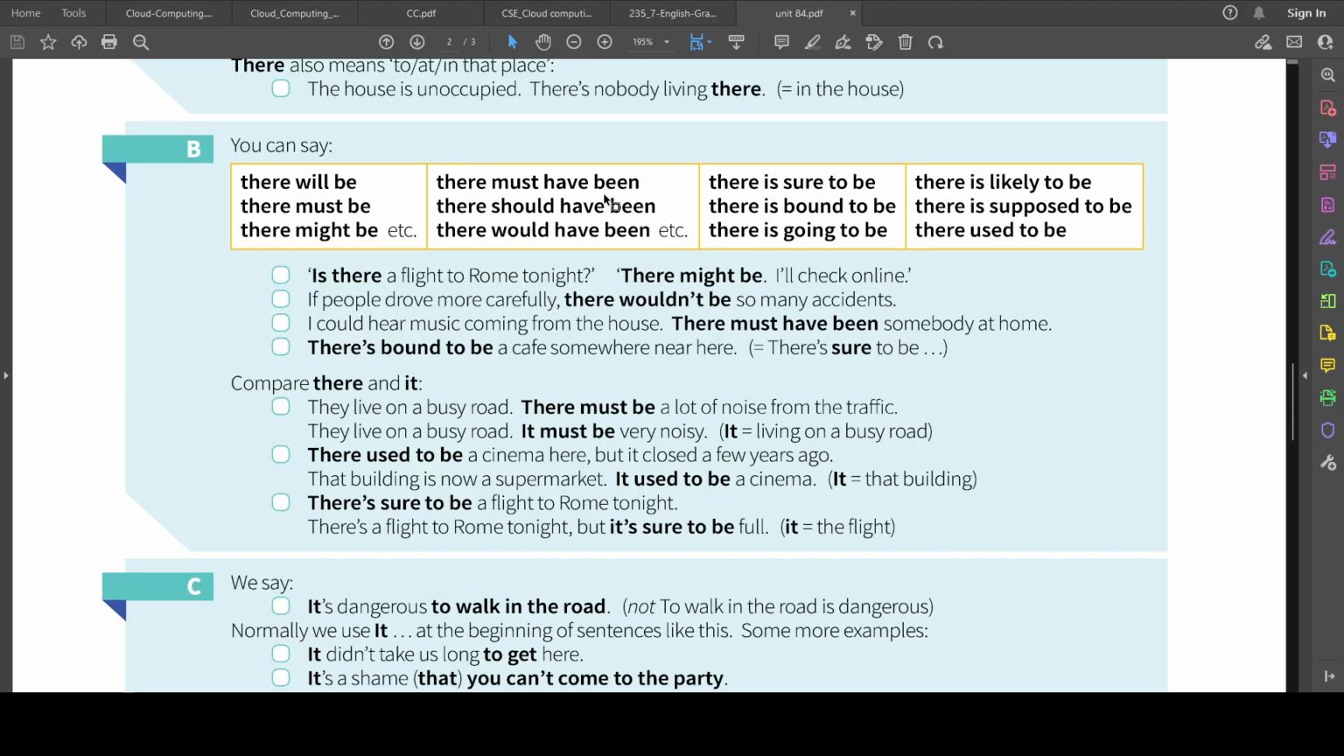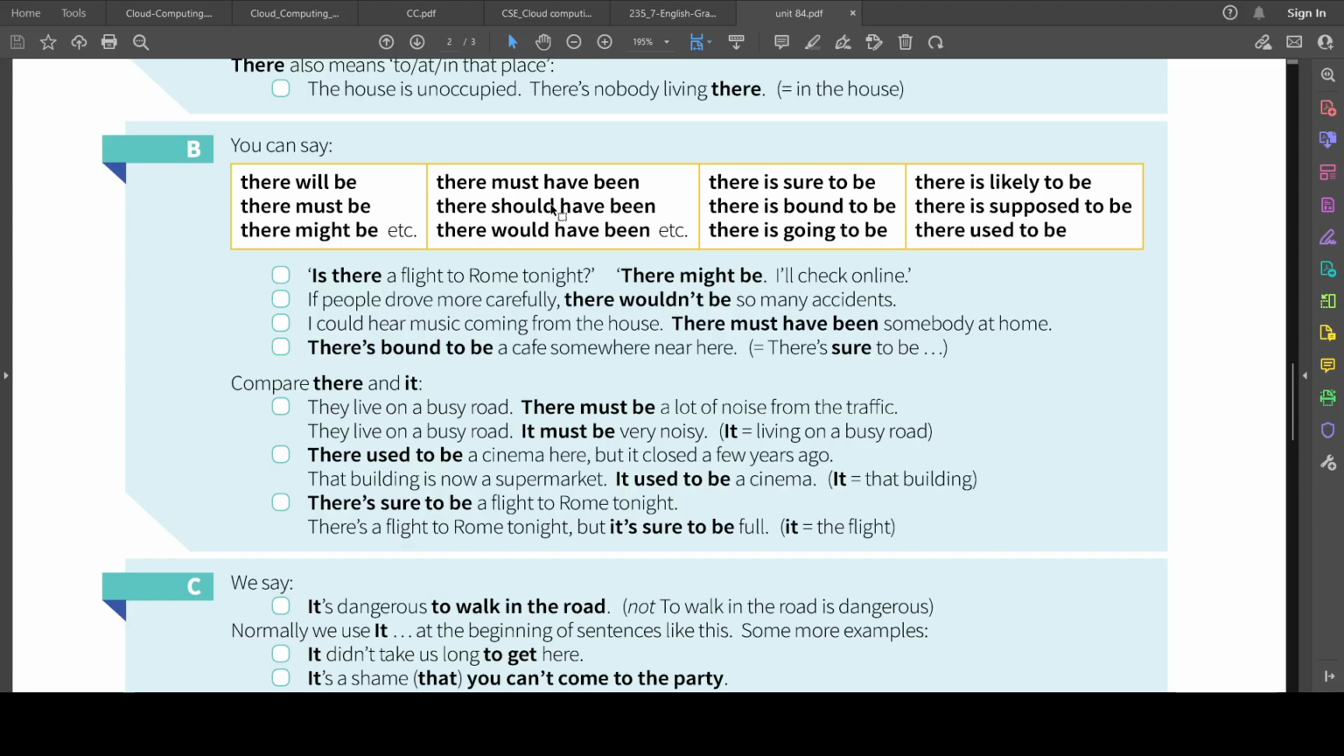There must have been. There must have been. So we're talking about the obligation. You know, there must have been, but in the past. You know, there should have been. We're talking about the advice would be, but the same way in the past, there would have been. The same way we're talking about a hypothetical situation, imaginary situation, but it's taken in the past, you know.